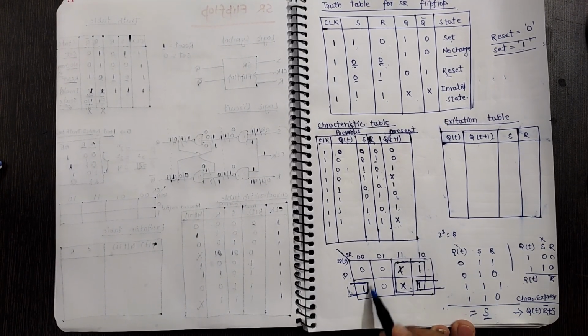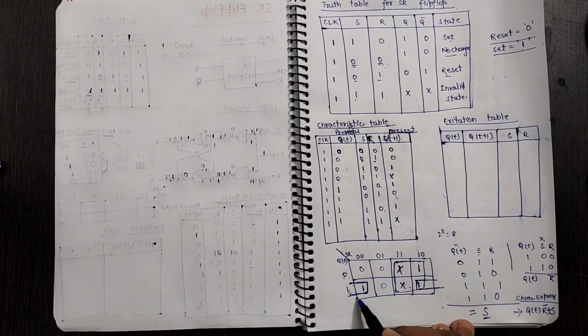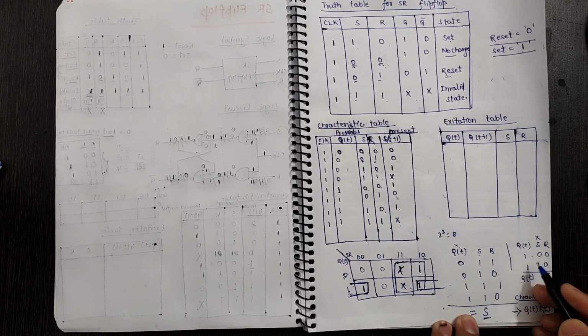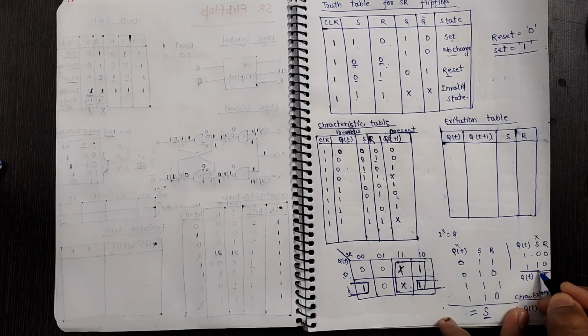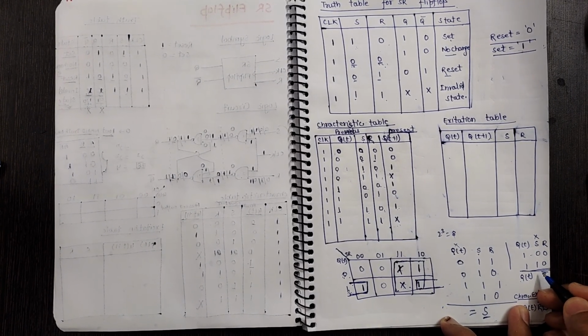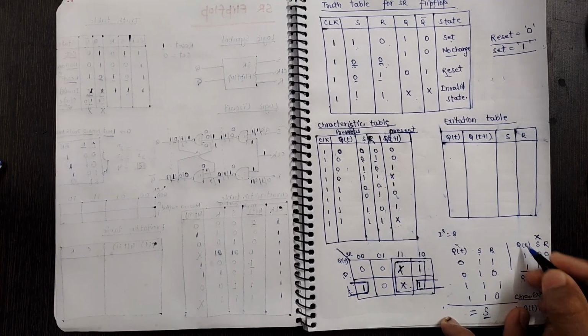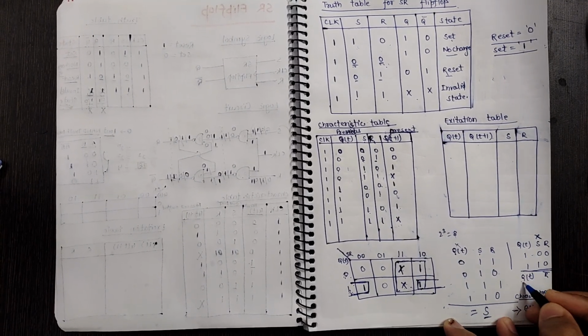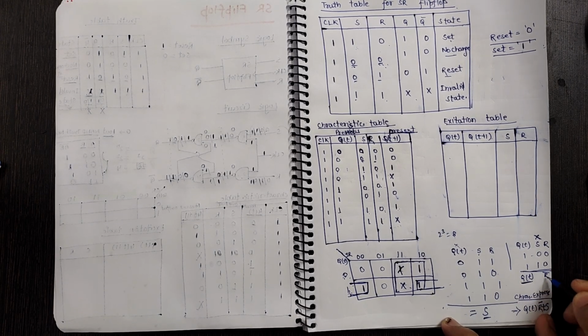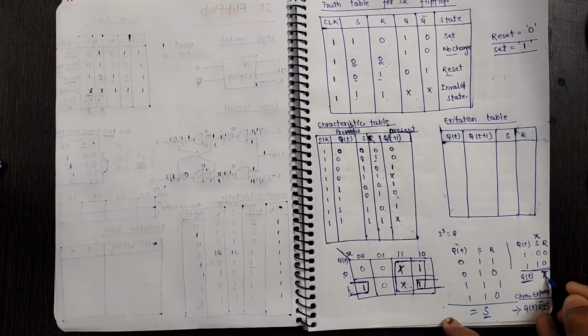Now for this pair, what is the serial number for this box? 100 100. For this box 110 110. Now same thing: if the column contains the combination of zeros and ones, we need to ignore that case. If the box contains only ones, we need to tick that case. So here we can get QT. Here the box contains only zeros, so we are getting R bar.